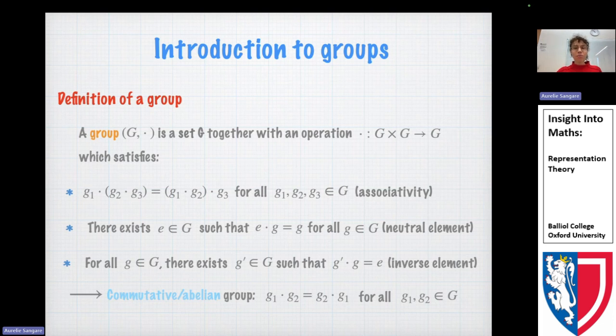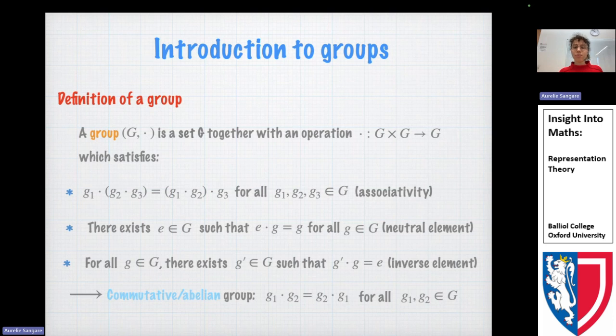Now for the second axiom, it requires that in your group you have an element e, which satisfies e times g is equal to g for any element small g in your group. So essentially what the equation says is that if you have any element small g and you multiply it by e, then you get back your small g. So multiplying by the element e doesn't do anything. You just get back your element. And that is why we call the element e the neutral element. So your second axiom requires that your group has a neutral element.